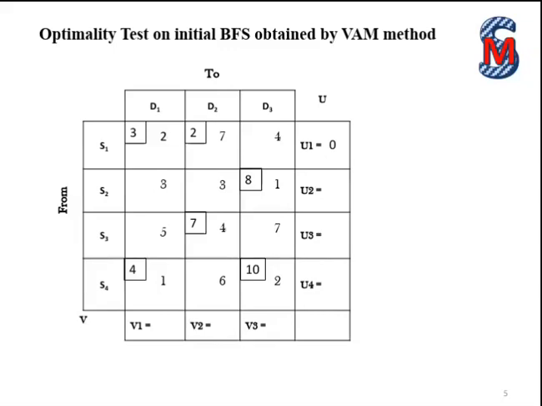For this cell, its U1 is 0 and its V1 is not known, and we know that the cost should be equal to Ui plus Vj. So what should be added to 0 to get the cost 2? Obviously 2. So our V1 should be 2 here. Now we'll be looking at the second cell S1D2 with cost 7. For this cell again the U1 is 0 and V2 is not known. So what should we add to 0 to get the cost 7? So 0 plus 7 is 7.